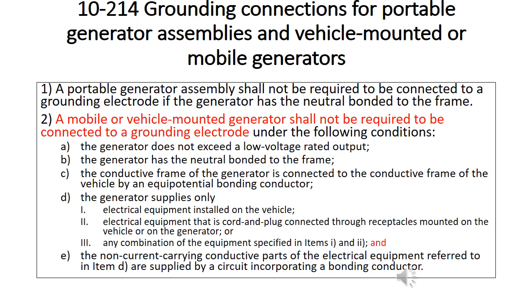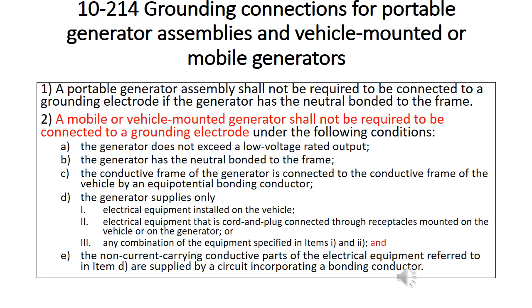A mobile or vehicle-mounted generator shall not be required to be connected to the grounding electrode under the following conditions. A, the generator does not exceed a low voltage rated output. B, the generator has the neutral bonded to the frame. C, the conductive frame of the generator is connected to the conductive frame of the vehicle by an equal potential bonding conductor.